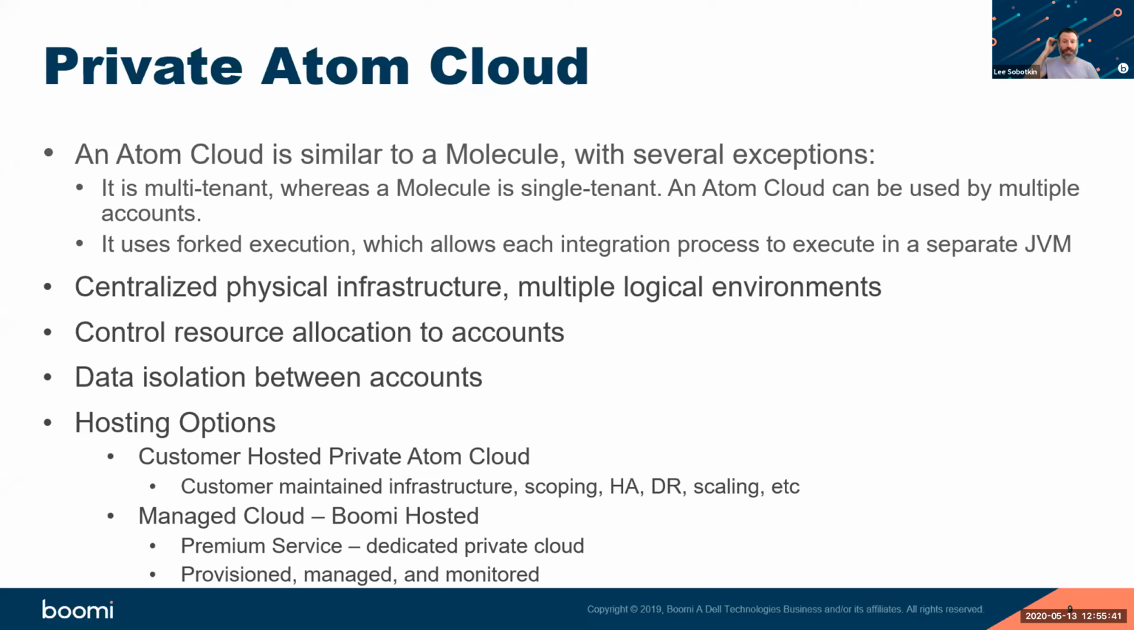And then when we talk about hosting your private Atom Cloud, we have a lot of customers that are doing that either in their own data center or infrastructure as a service: Azure, AWS, GCP. And in those cases, you're pretty much in control of how you do high availability, how you do your DR, how you scale out when resources are contentious.